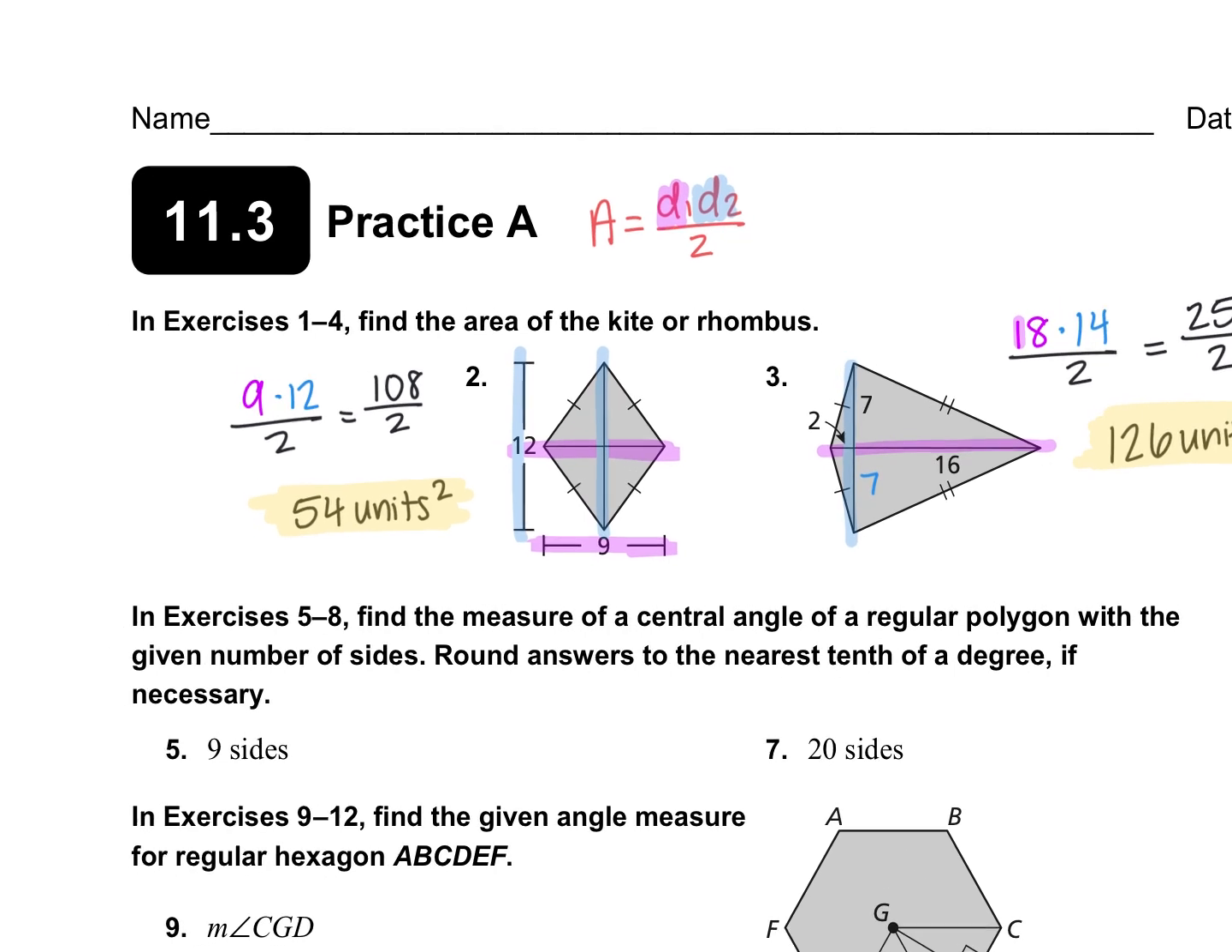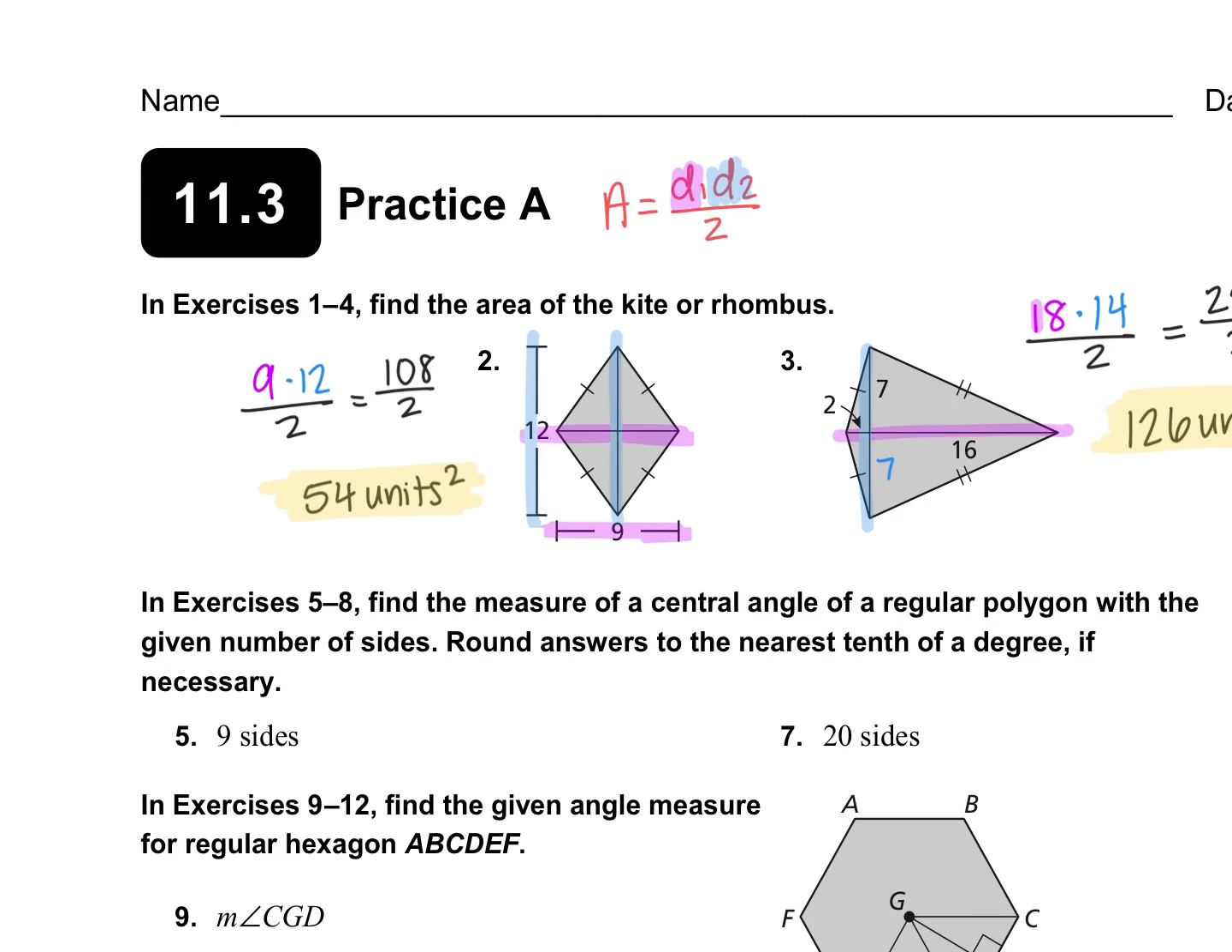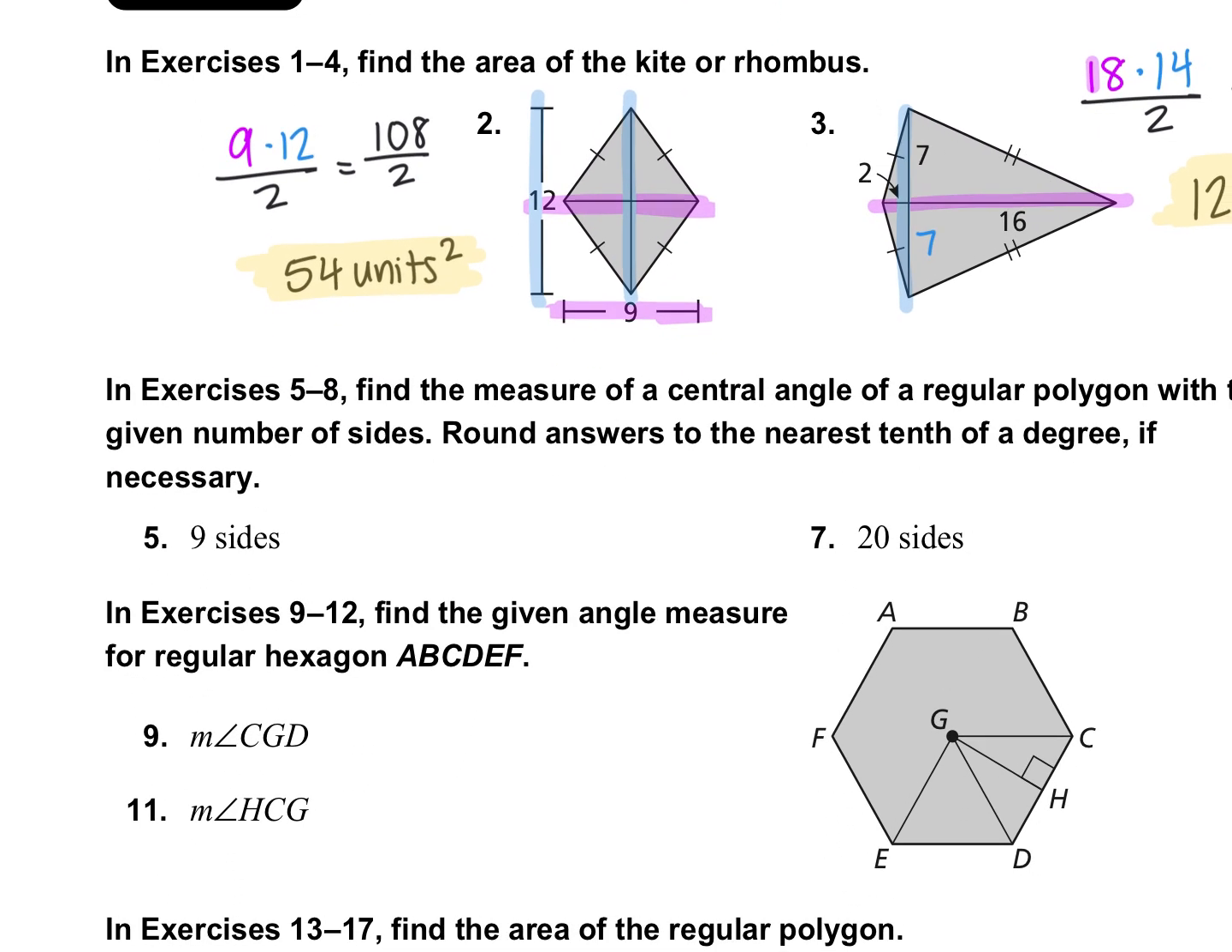All right, next questions. These say find the measure of the central angle of the regular polygon with a given number of sides. Round your answer to the nearest tenth of a digit if necessary. So it doesn't necessarily have to be a digit. Looking at this central angle, how do I find my central angle? Divide 360 by the number of sides. Perfect. So you're going to do 360 divided by the number of sides, and they're giving us the sides to find.